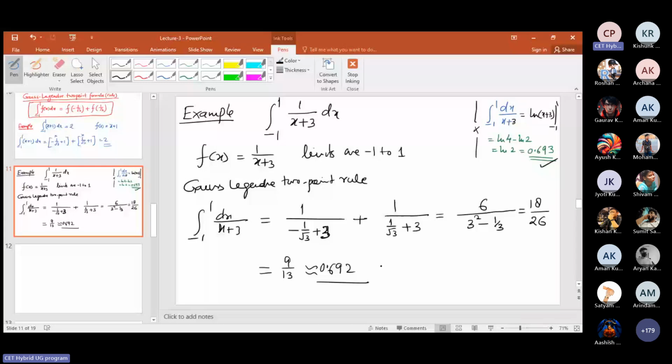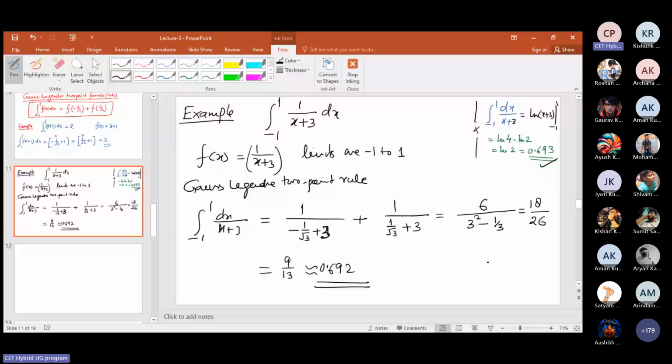So you can see that without a lot of complications, we have it's a non-linear function. If you look at it carefully, it's a non-linear function, 1 upon x plus 3, है ना? So it's not a linear function like the earlier function, and you are able to do that one. Okay, so which means that I have convinced you with the help of this example that a pretty good result can be obtained by using this 2-point method. But one restriction which I have shown you is that the limit must be from -1 to 1.